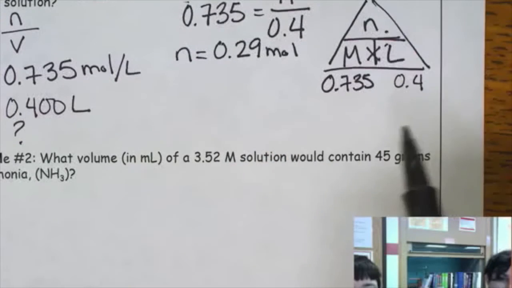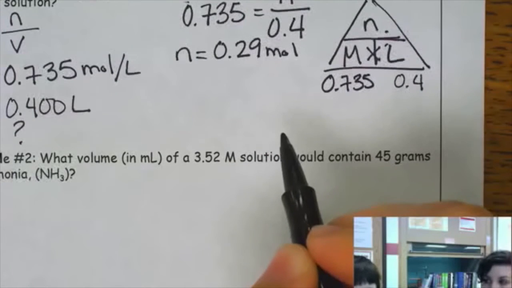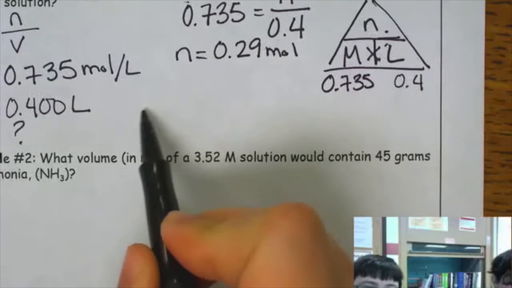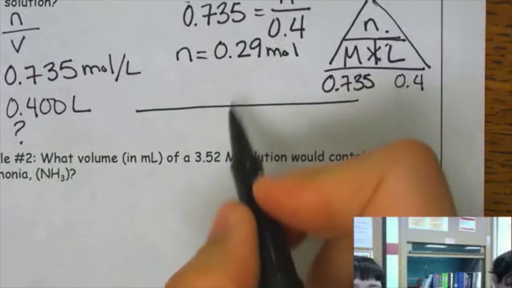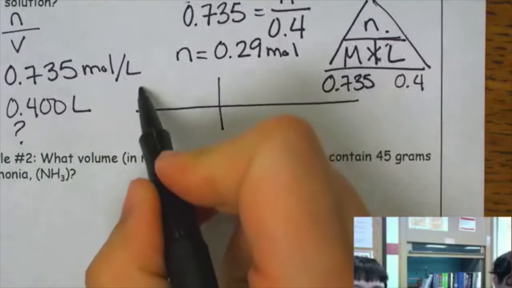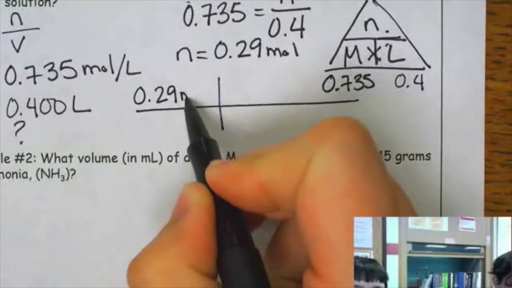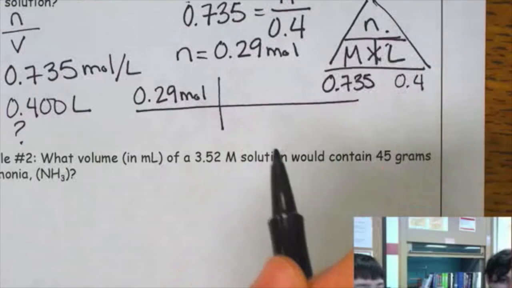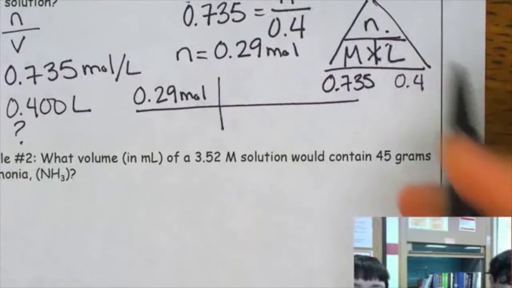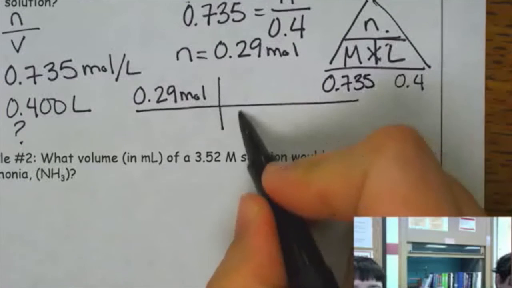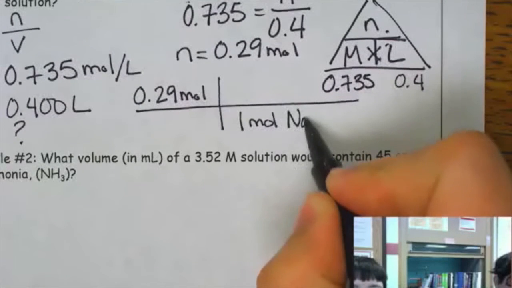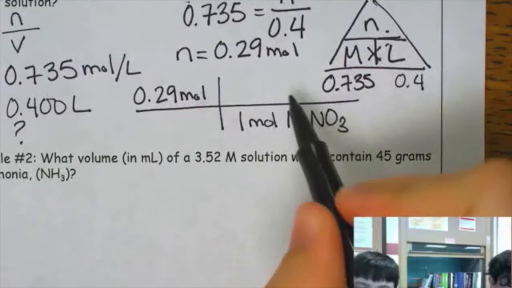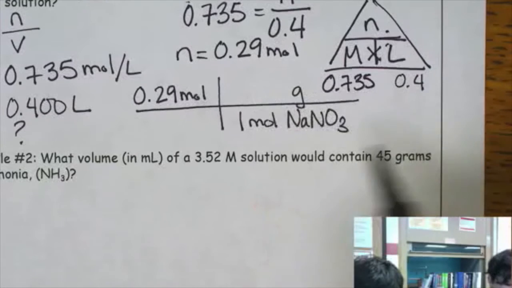0.29 moles. And we're not quite done yet because we have to go to grams. We need to find mass. So we're going to take our given, which is these moles, and put it in our train tracks. 0.29 moles of what? NaNO3, sodium nitrate. And we're going to put 1 mole of NaNO3 on the bottom, and the molar mass of NaNO3 on top. So we have to find that in grams from the periodic table.